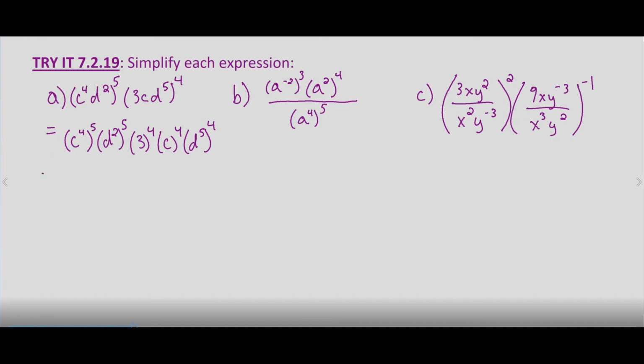And now we're taking a power to a power so we can multiply the exponents. So c to the 4th to the 5th, that's c to the 4 times 5, which is c to the 20th. D squared to the 5th, that's d to the 2 times 5, which is d to the 10th. 3 to the 4th, that's just 81. And then c to the 4th, and then d to the 5th to the 4th, that's d to the 5 times 4, which is d to the 20th.